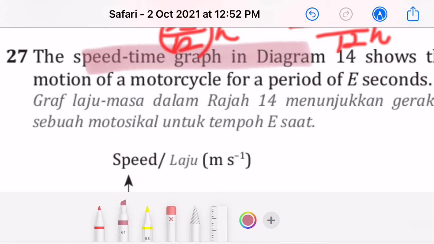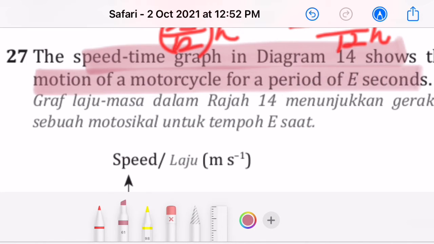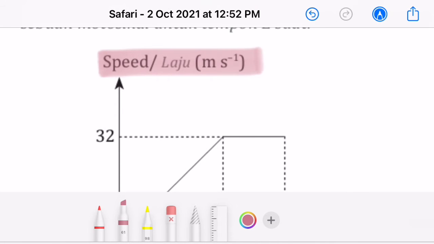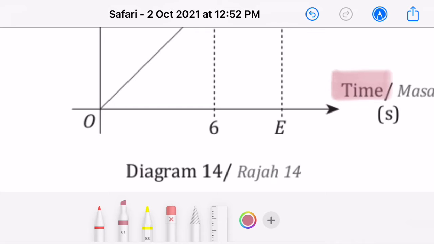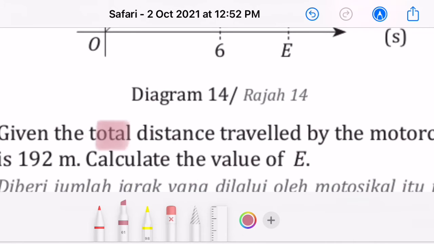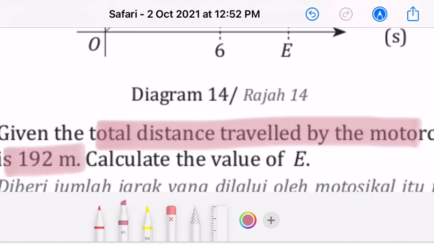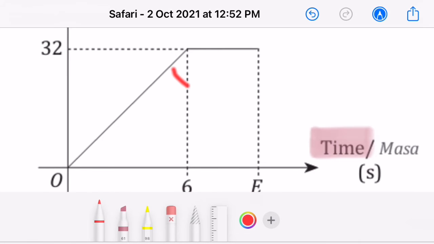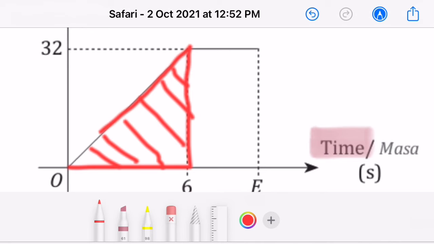The speed-time graph in the diagram shows the motion of a motorcycle for a period of E seconds. Alright, this is the speed, very important, and this is time. Given the total distance traveled by the motorcycle is 192, find the value of E. The area under the graph represents distance, so let's find this. You can use a trapezium, but I will use a triangle, with the base here and the height here.